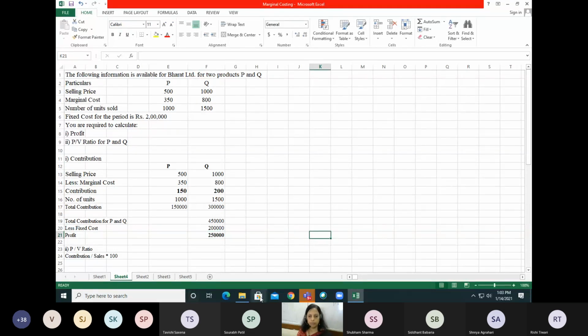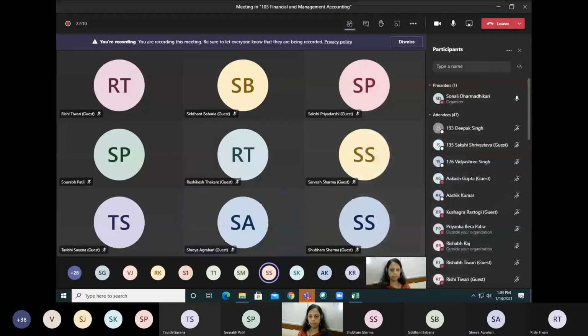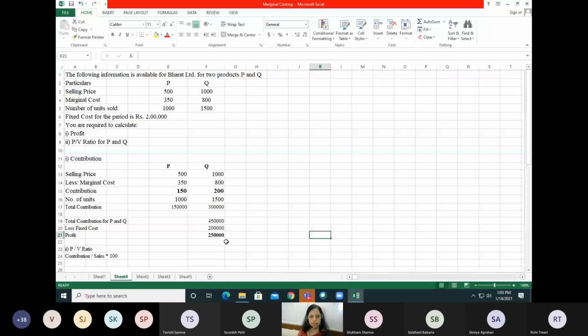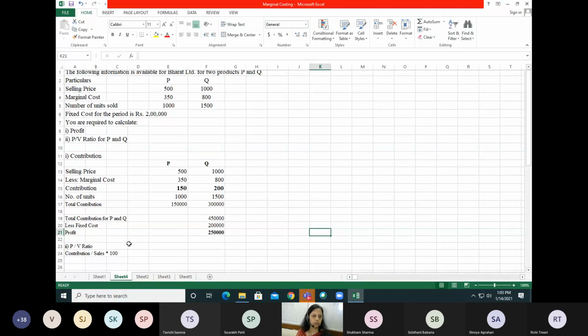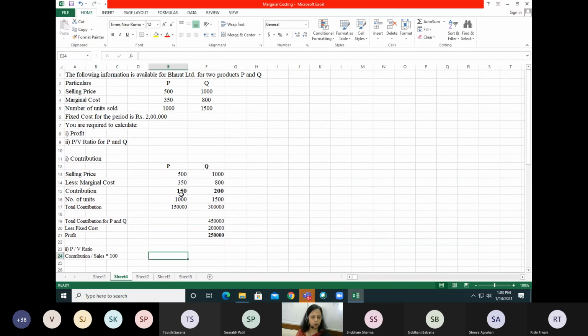All of you have followed this? Yes, ma'am. Now PV ratio. Okay. So the formula of PV ratio is contribution upon sales into 100. So calculate for product P. Product P, contribution 150 divided by sales 500 into 100. 30%.